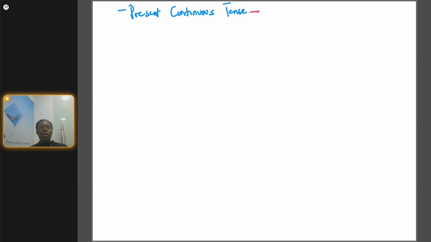So you can imagine it as someone taking a photo of you. That's an action that's happening at the moment. Someone taking a photo of you, it's an action happening at the moment. So you can have an example like she's reading now. She's reading now.